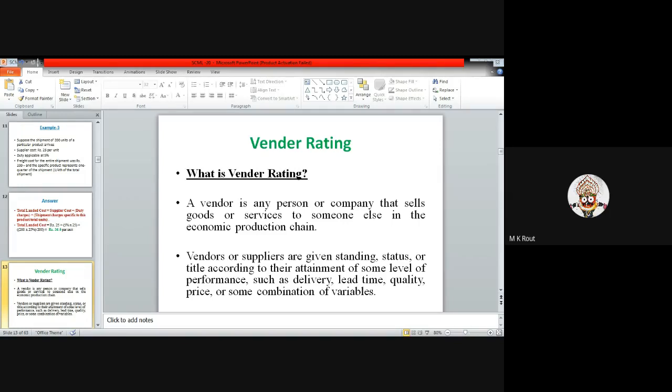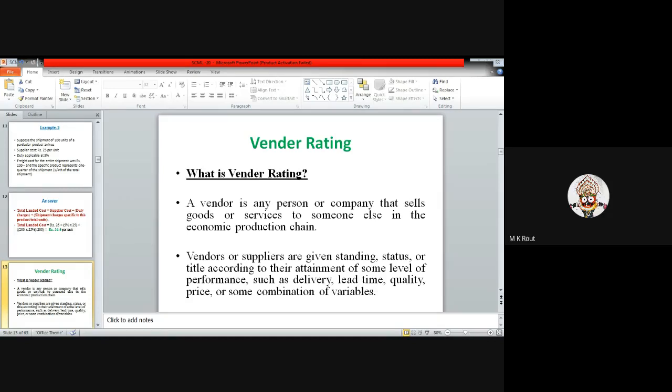I repeat, the vendor is a person or a company that sells goods and services to someone else. In someone's case, you can consider the customers. But in case of a vendor, they should directly focus on economic production chains, starting from the manufacturer to different intermediates, and finally it should reach the customers. So basically, vendor and supplier are equal terms. They are given standing, status, or title according to the attainment of some level of performance.